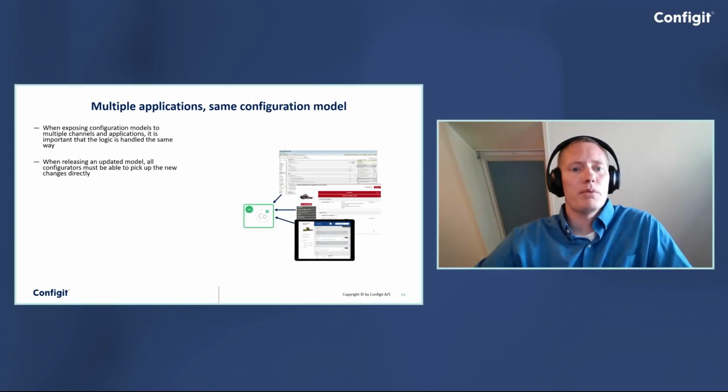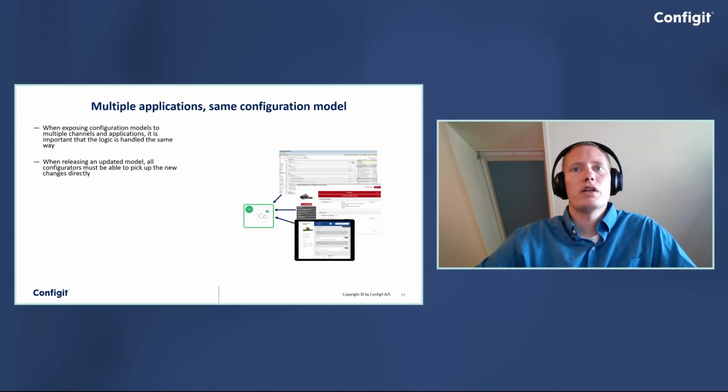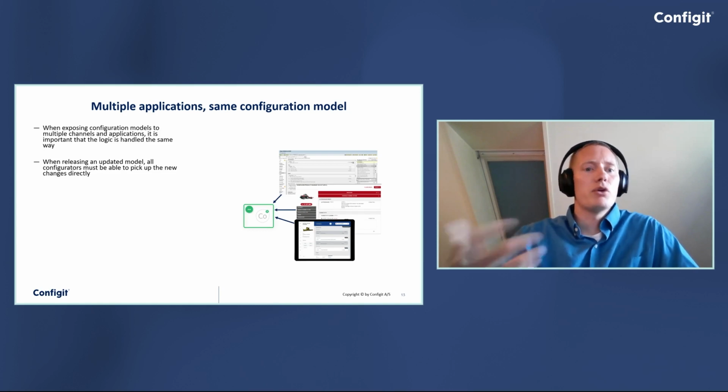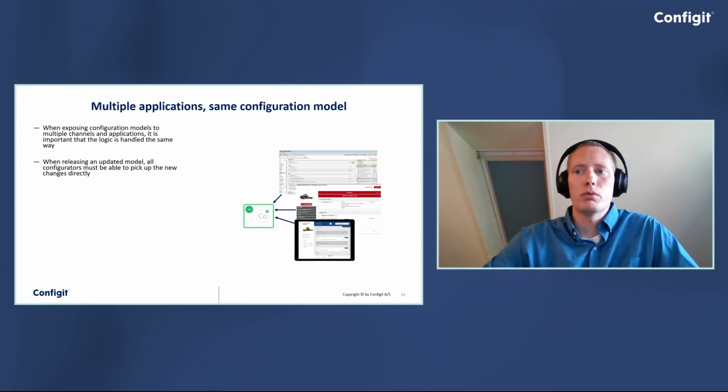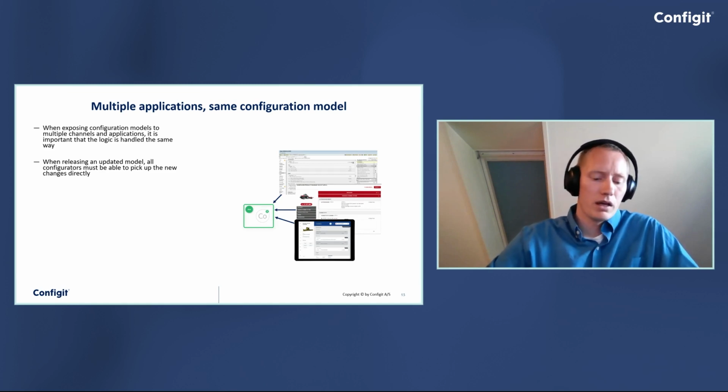Whenever you release an updated model, all your configurators need to be able to pick up the new changes directly. If you want to phase out an option because it cannot be sourced, for instance, then you need to be able to remove it as quickly as possible, so as not to need to pick up the phone and call your customers and say, by the way, this product you bought, we can't deliver that anymore.